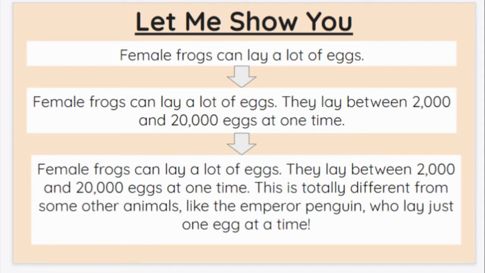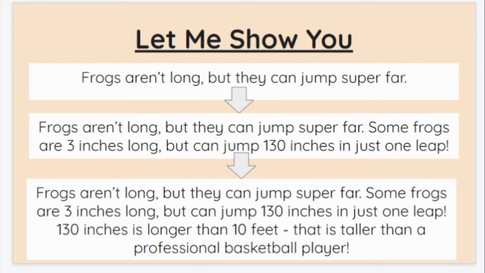Now let's balance it with an idea. Female frogs can lay a lot of eggs. They lay between 2,000 and 20,000 eggs at one time. This is totally different from some other animals, like the emperor penguin, who lay just one egg at a time. So when we think about elaboration and revising, I went from one sentence that was pretty short to 3 sentences, the last one that was pretty long. Look how much more I was able to write by working on elaborating my writing and balancing it with an idea. Let's try one more.